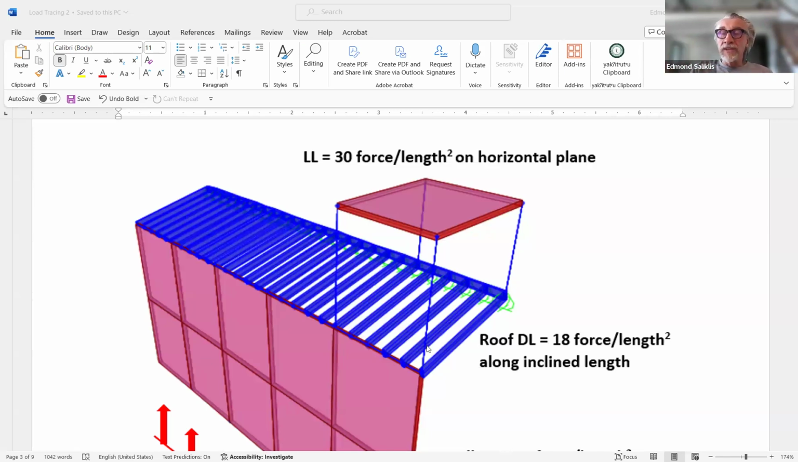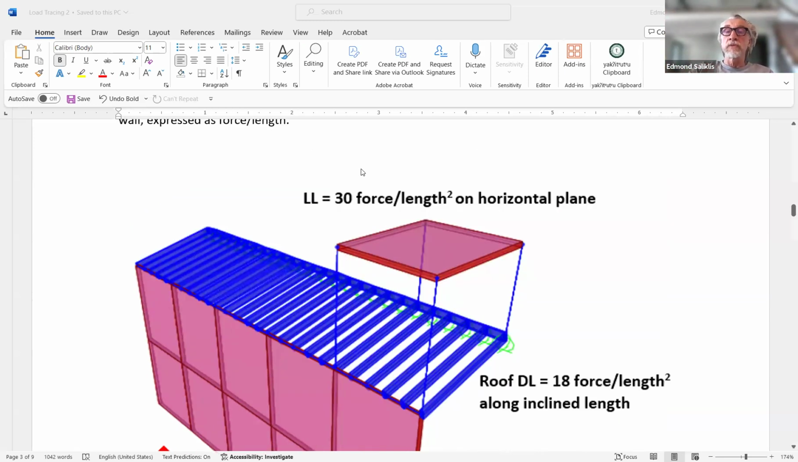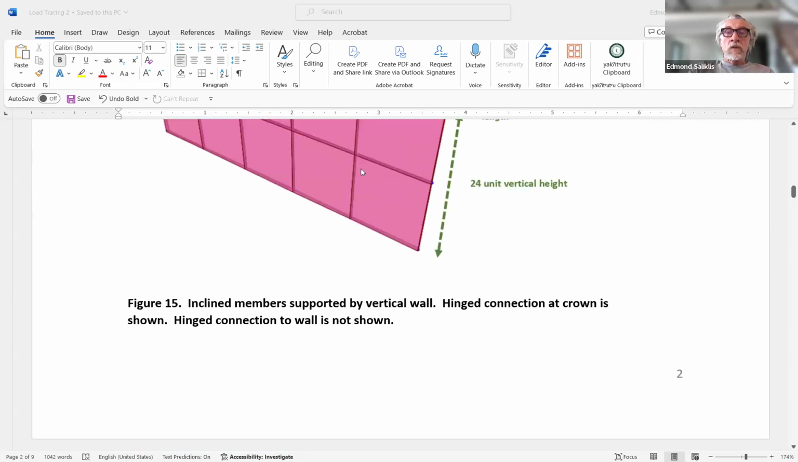If the roof was horizontal, those two numbers would be the same. If the roof is not horizontal, all you need is a geometric study of the rise and the run and the hypotenuse between those two, and that's it. So the numbers that I have here are United States numbers. In Europe, you should use something else, something that is familiar to you. But you can debug your program using these numbers.